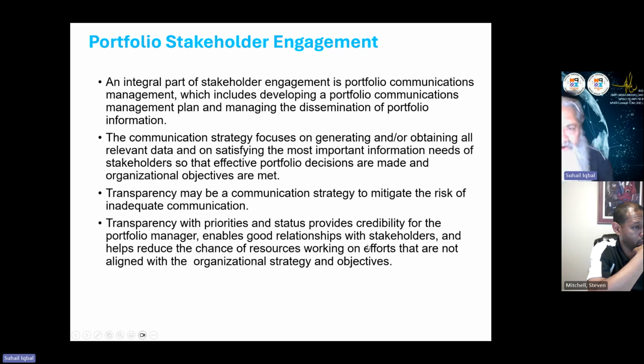An integral part of stakeholder engagement is portfolio communication. Now, where is this communication management happening? This communication management is happening continuously.